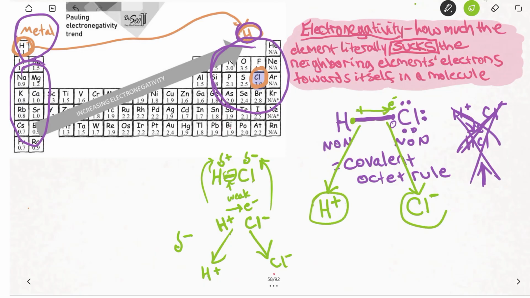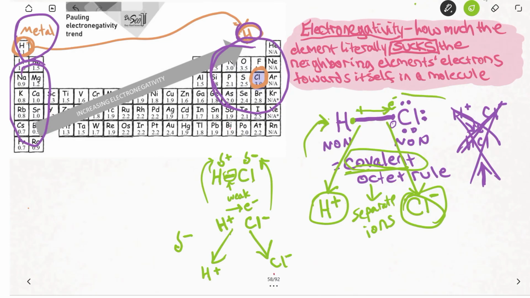Now this is an ion. Now this is an ion. But that didn't mean that they started out as ions, and it didn't mean that it was an ionic bond. This was a covalent bond. It's just that once the electronegativity took over, it turned the covalent bond into 2 separate ions.